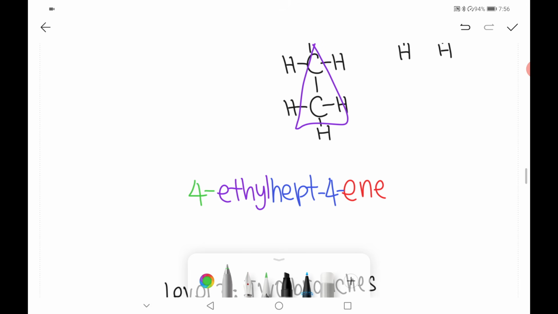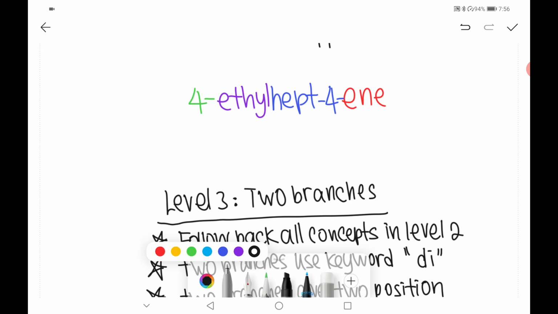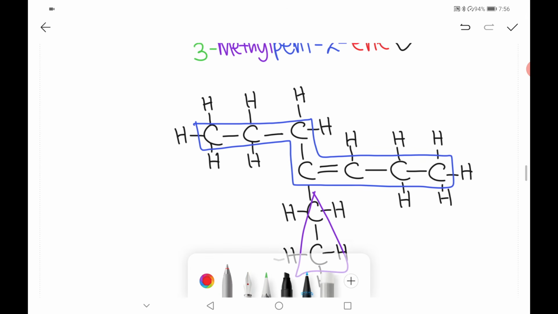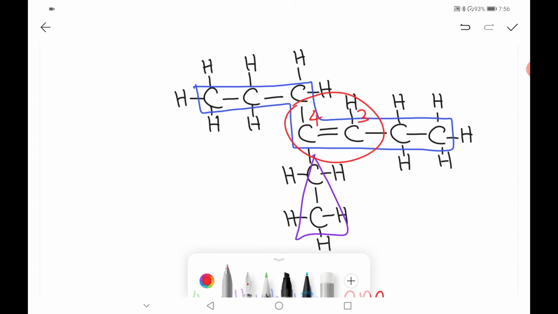So don't forget, we need to try to count again from the opposite direction. Okay, just copy back the name first. Now I will start to count from right to left. This is carbon number 1, carbon number 2, carbon number 3, number 4. So now as you can see, the double bond is between carbon number 3 and carbon number 4.